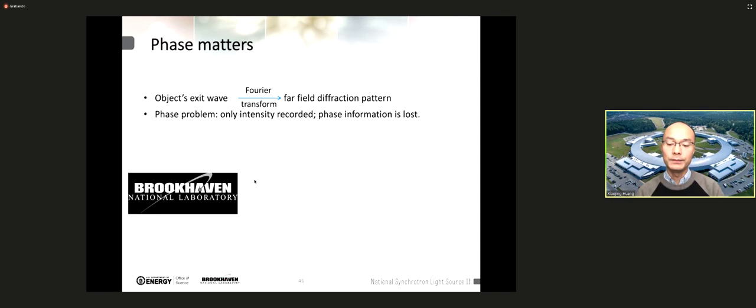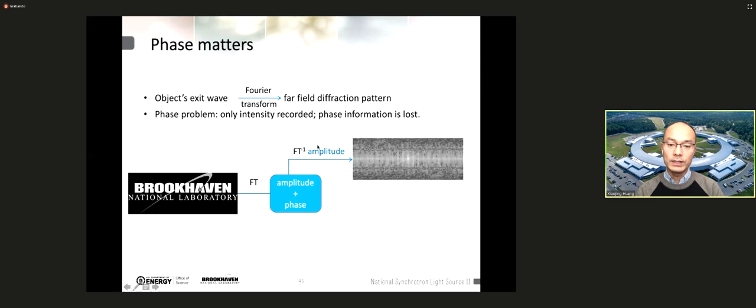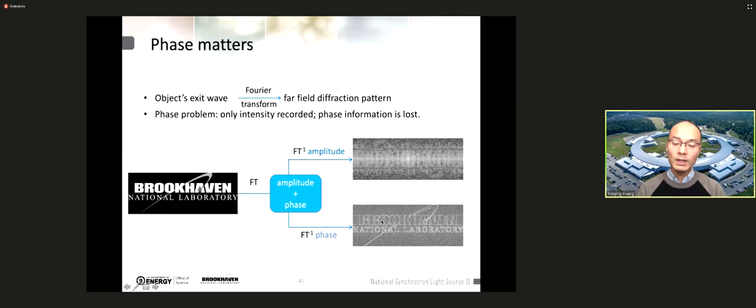I'll give you a quick example. Let's start with the image of the Brookhaven logo. If we do a Fourier transform to Fourier space, we're going to have the amplitude part and the phase part. Now if we only take the amplitude part and do an inverse Fourier transform, we get a real space image, but we don't really recognize any feature similar to the logo. Instead, if we take only the phase part of the Fourier transform and apply an inverse Fourier transform to only the phase, in the output image we can pretty much see clearly the letters of the logo. This example tells us the phase information is very, very important for this imaging process. But unfortunately, the phase information is lost during the measurement.